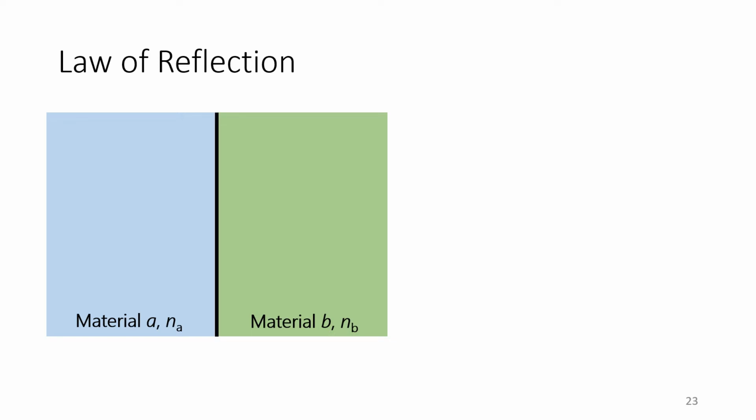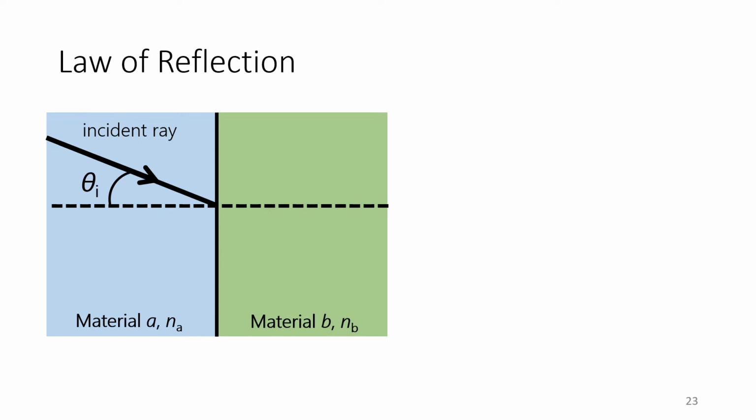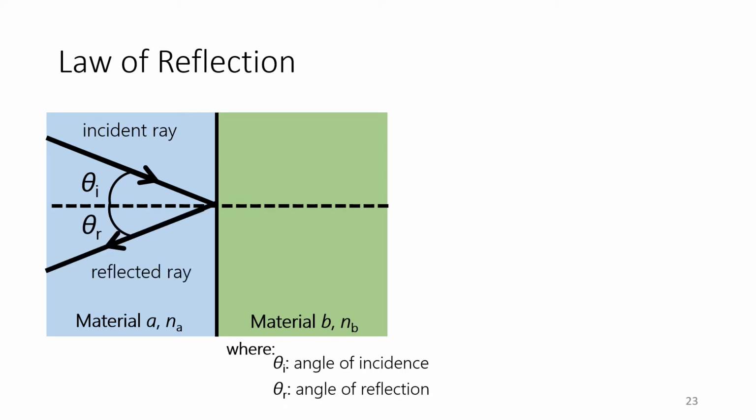The material boundary is where the incident ray will be reflected and refracted. The incident ray will make an angle theta sub I with the normal, and this will be our angle of incidence. Once the incident ray strikes the boundary, light will change its path. Part of the ray will be reflected, and its direction will be indicated by the reflected ray. The angle it makes with the normal is called theta sub r, and is called the angle of reflection.